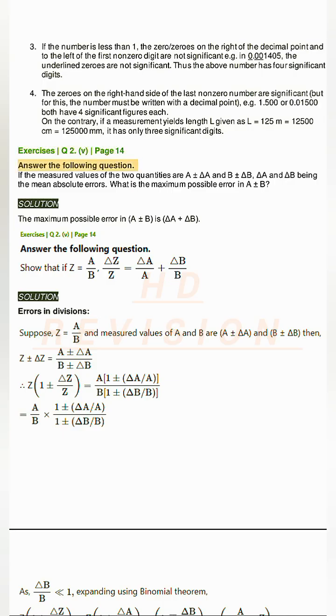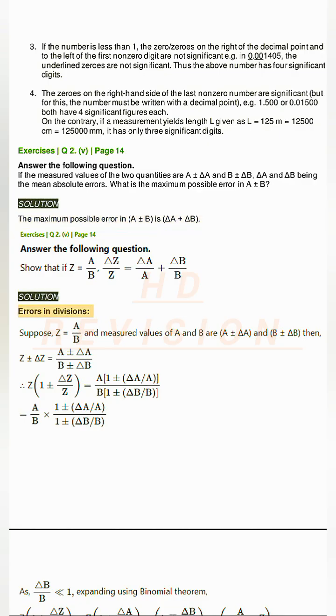Answer the following question. If the measured values of the two quantities are A plus or minus delta A and B plus or minus delta B, delta A and delta B being the mean absolute errors, what is the maximum possible error in A plus or minus B? Solution. The maximum possible error in A plus or minus B is delta A plus delta B.